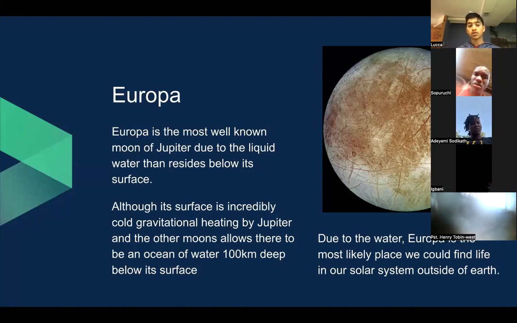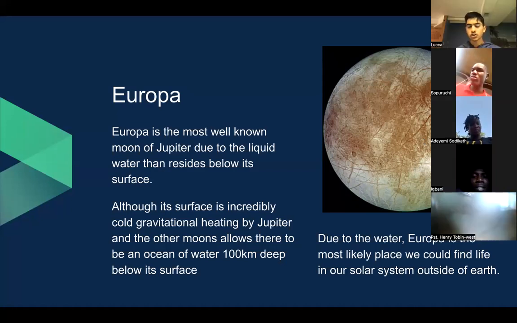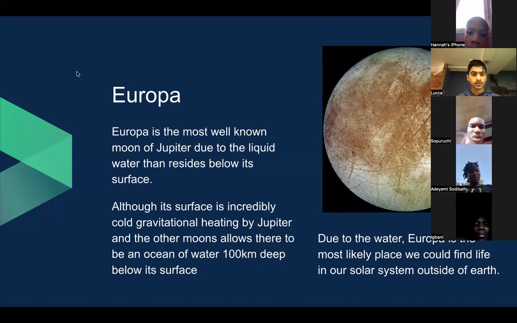Since Europa is also very close to Jupiter, it also experiences this gravitational tugging, which creates these crisscross lines across the moon, as you can see in this picture. The surface is actually ice, and right below the surface is about 100 kilometers of water, which we don't know anything about until we eventually send probes to it.